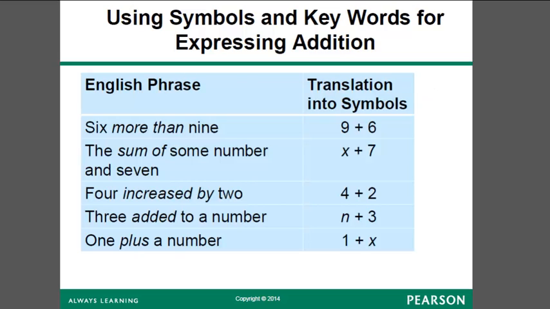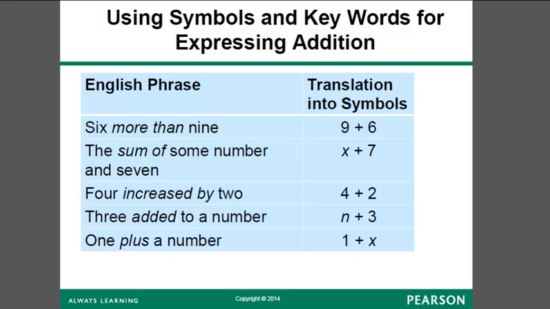We look at keywords and symbols to make expressions for addition. We will do this for all of our operations in math. If you notice the English phrases on the left and the translation into symbols on the right, you have to be very careful on some of these. For instance, 6 more than 9 actually translates into 9 plus 6. Any time that you see the word than, you're actually going to switch the order of the numbers.